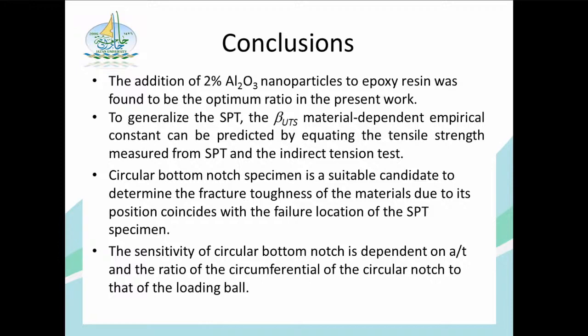Finally, the sensitivity of the circular bottom notch depends on the length of the crack, the ratio to the thickness, and the ratio of the circumference of the circular notch to that of the loading pole.